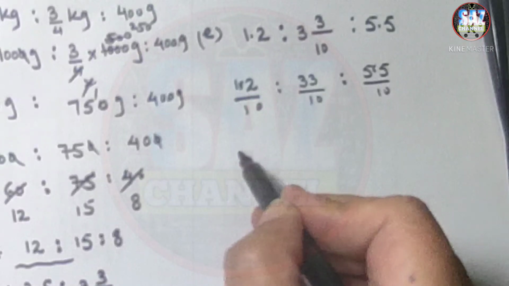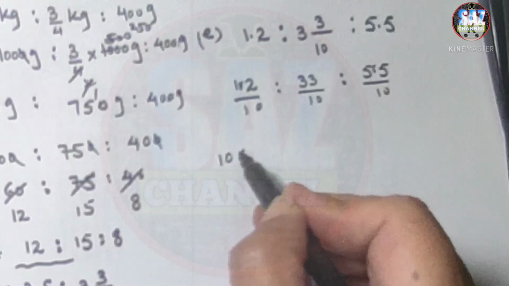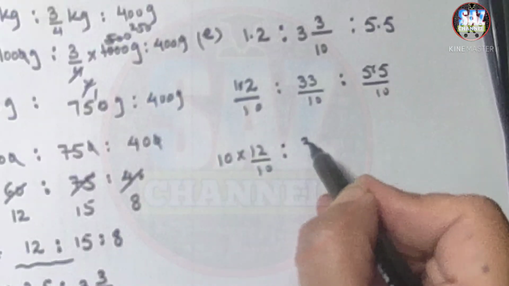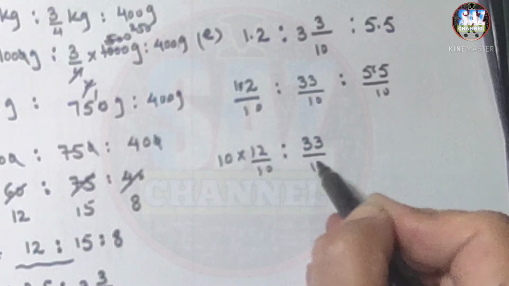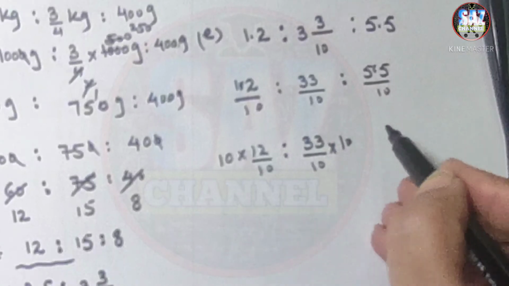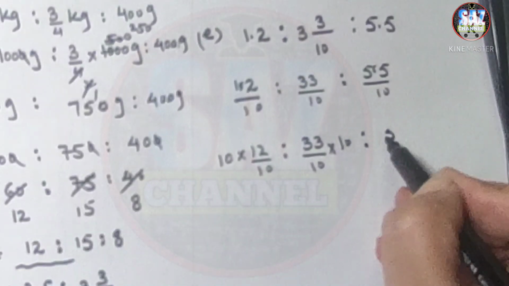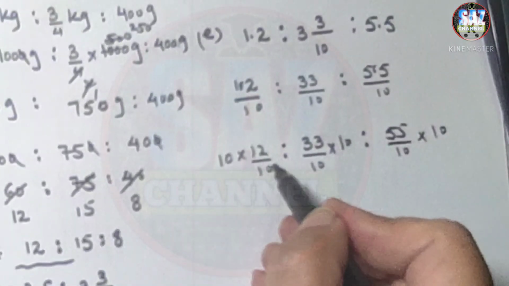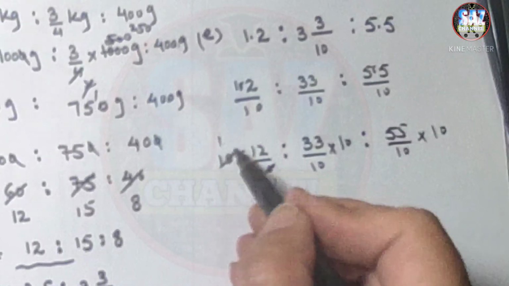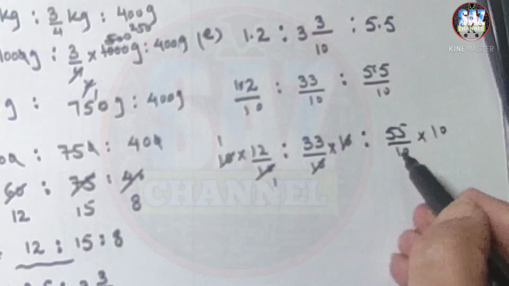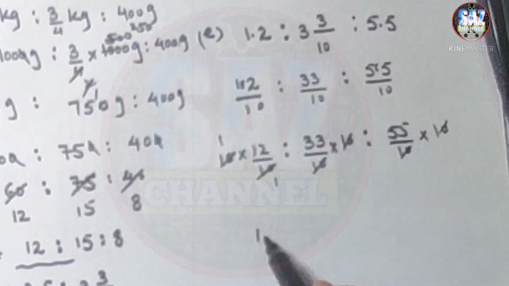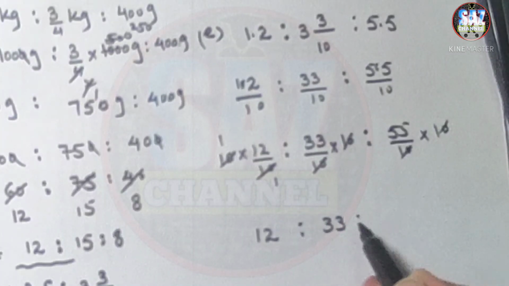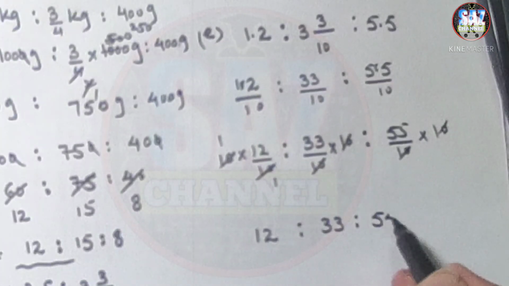And we will have 10 multiplied by 12 by 10, and ratio 33 by 10 multiplied by 10, and the ratio is with 55 by 10 multiplied by 10. 10 goes easily, and we are left with 12, ratio 33, ratio 55.